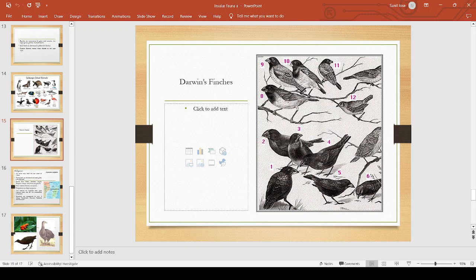It was that discovery that led Darwin to understand that there is some variation present in animals. It was this variation that leads to the formation of new species.